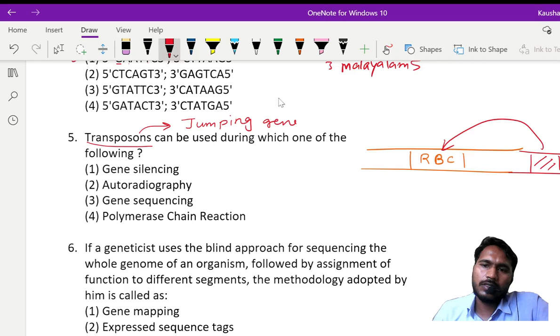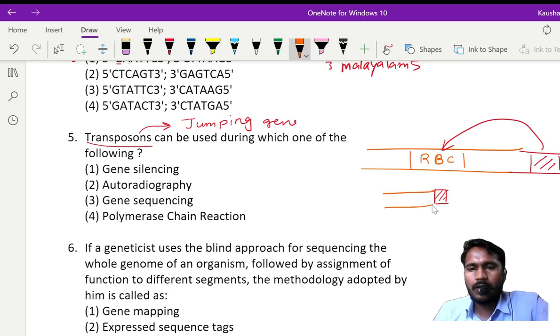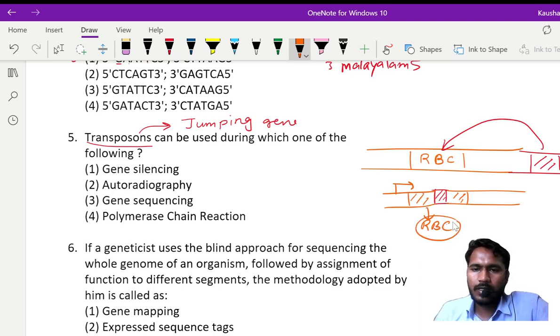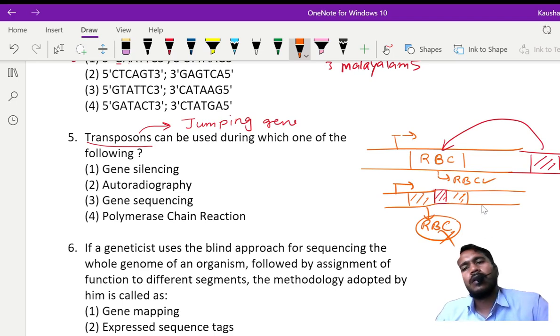So if the jumping gene comes between this, then our RBC gene will change, yes or no? Because it is interrupted by the jumping gene. Now whenever the polymerase comes, it is not going to form the required RBC gene. It is not going to be formed. But here it can easily form the RBC. Got it? So the jumping gene will silence the gene. It helps in gene silencing and like that.